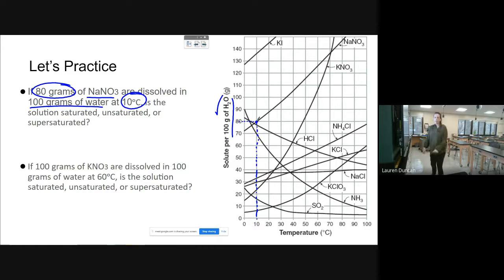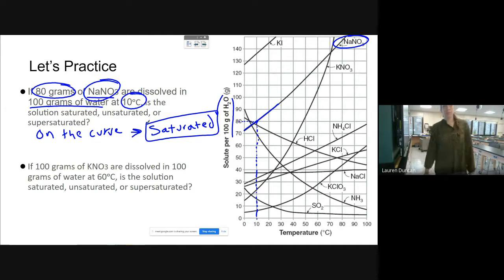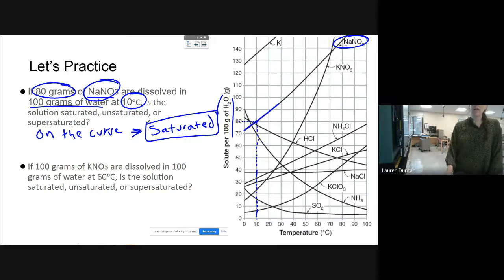So the point is right there, which is directly on the curve for the substance given in the problem, NaNO3. So the point was on the curve, right on it, which means these are the conditions of a saturated solution. So dissolving 80 grams of NaNO3 at 10 degrees Celsius in 100 grams of water will produce a perfectly saturated solution. All the available space between water molecules is perfectly filled with NaNO3 molecules.